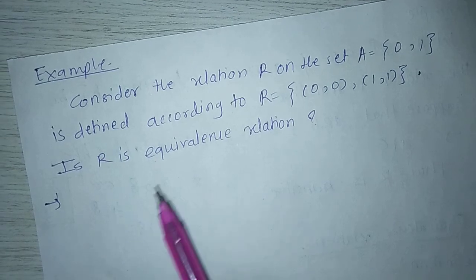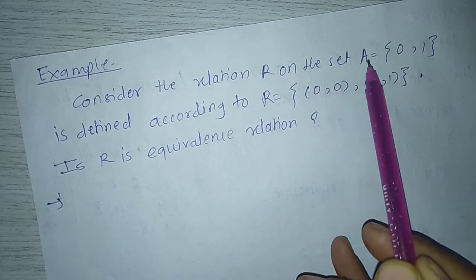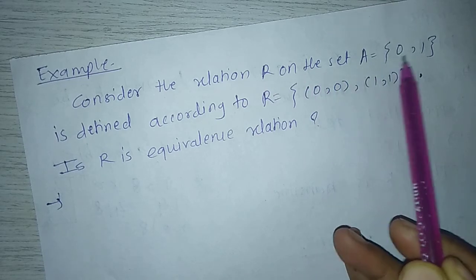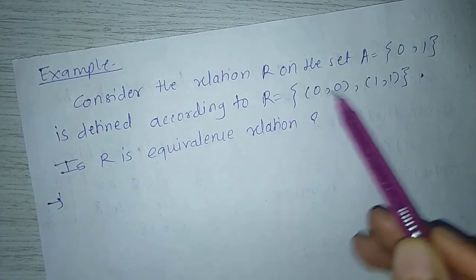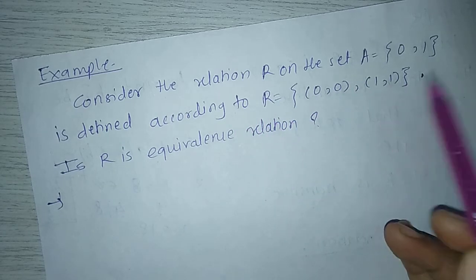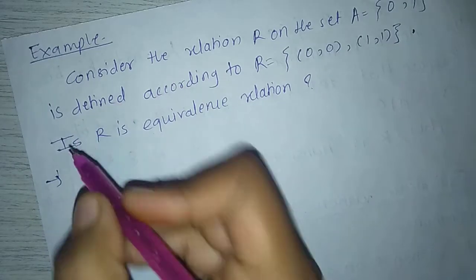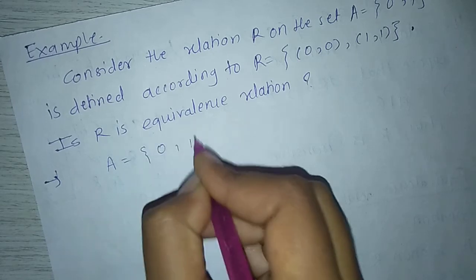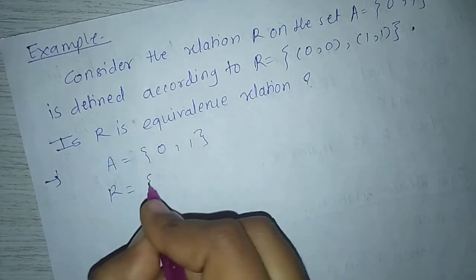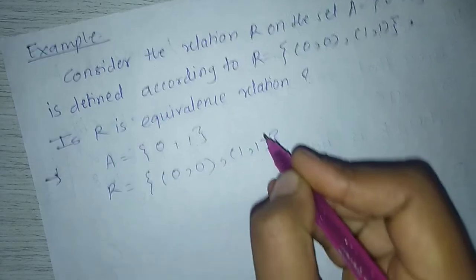Hello students. Next example: consider the relation R on the set A = {0, 1} defined by R = {(0, 0), (1, 1)}. Is R an equivalence relation? Answer: A = {0, 1}, R = {(0, 0), (1, 1)}.